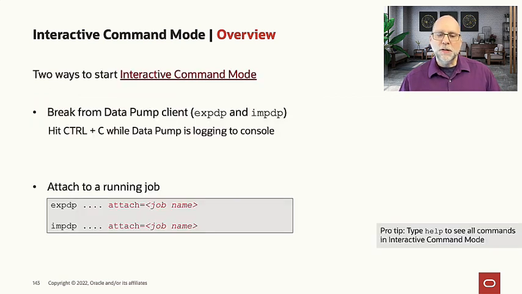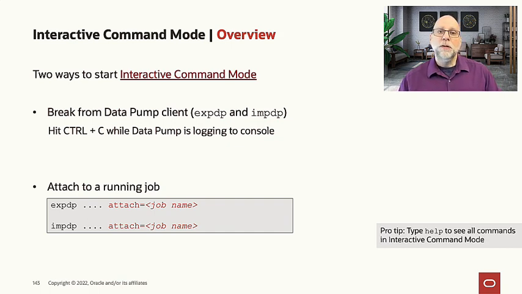So now the next question is, how do you issue those commands? How do you access this interactive command mode? And there are two ways to do it. One is to simply hit Control-C during a running job. That will bring you to the interactive command prompt. You can issue commands and then tell the client to continue by issuing the continue client command.